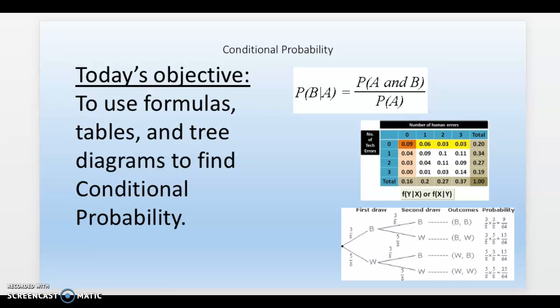The objective today, we're going to look at formulas. This is the formula up here for conditional probability. We're going to use tables, these contingency tables that kind of look like this, and we're going to use these tree diagrams. You've kind of seen them before, and we'll look at those closer in the second video.